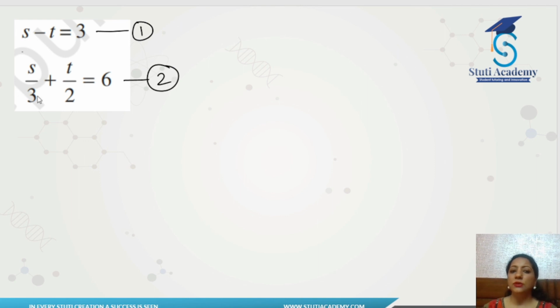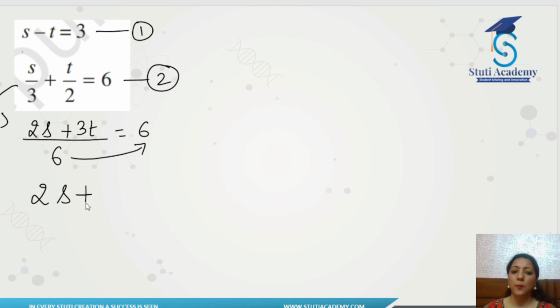Now it is difficult to deal with the denominators here. So I'm going to take the LCM so that I get rid of the denominators. I'll show you how. In the second equation, I'm going to take the LCM, that is 6. We'll get here 2s plus 3t is equal to 6. 6 will go on the other side and will get multiplied. So we have 2s plus 3t is equal to 36.